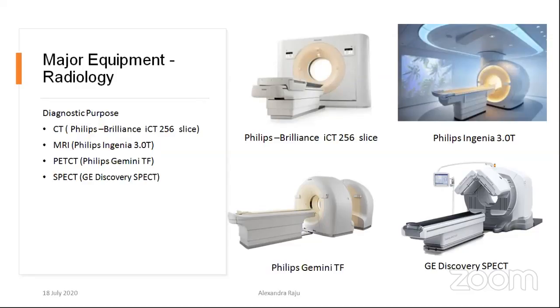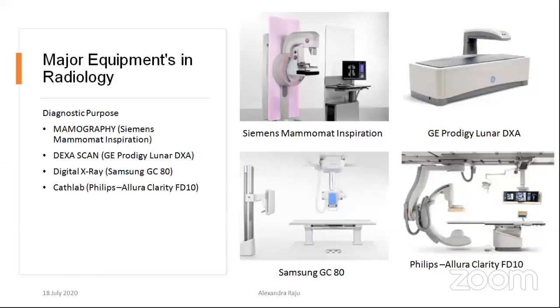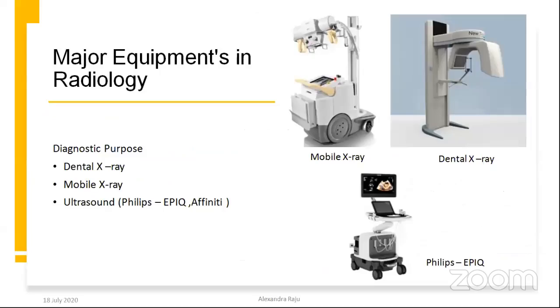So next is the mammogram, the mammography. It's by the Siemens Mammomat Inspiration, and the other one is the DEXA scan. And the digital radiography X-ray, Samsung GC80. The Philips Allura Clarity FT10, which is a cath lab. Next we can see, for diagnostic purposes again, the dental X-ray, the mobile X-ray and the ultrasound.